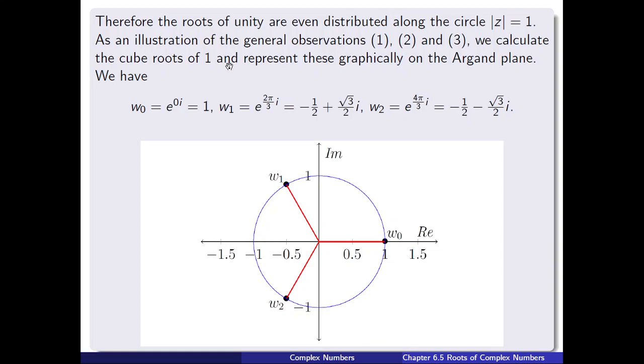As an illustration of the general observations 1, 2, and 3, we can calculate the cube roots of 1 and represent them graphically on the Argand plane. So we have the first one, which is equal to 1. And now because n is odd, we don't have minus 1 as a root. But if n was an even number, say 4, then we would have a root at 1 and a root at minus 1.